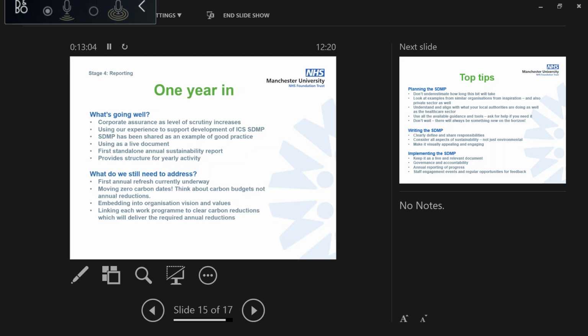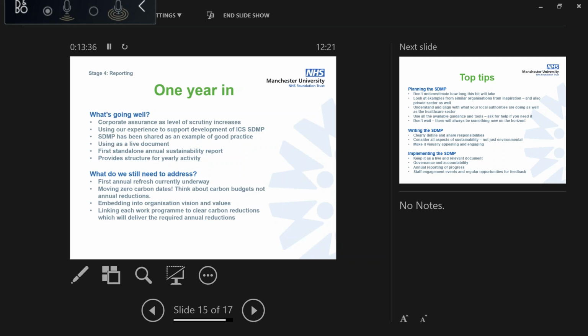We're using our experience and working with our local integrated care system to help develop their SDMP. It is being used as a live document, not just by us within the sustainability team, but I know that others are regularly referring to it as well, particularly in terms of the major capital developments that the organisation has committed to, but also within the procurement team as well. And I just think it gives us that structure now, so we know what we're going to do every year. We know that everything we're delivering is contributing to the delivery of this 5-year strategy that we put in place.